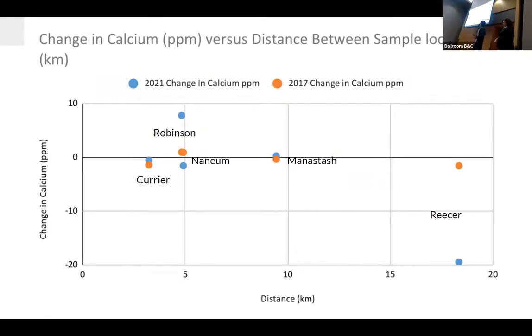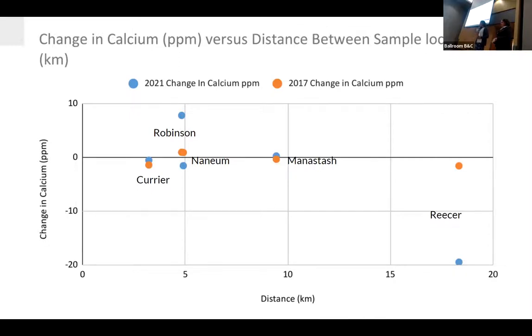So in this first graph, we break it down into a few different spots. We labeled them for each of our creeks. On the x-axis, we have each of the distances that they traveled in kilometers. We can see Courier Creek traveled right around 3.8 kilometers, and then Robinson and Nanum traveled really similar distances between our spots that we measured, being around 4.8. Menashtash traveled quite a bit farther, around 9 kilometers. Then Reecer is significantly farther than the rest, being almost 20 kilometers, sitting around 17. And when you're looking at it, you can see in blue we have our data, which is the change in calcium.